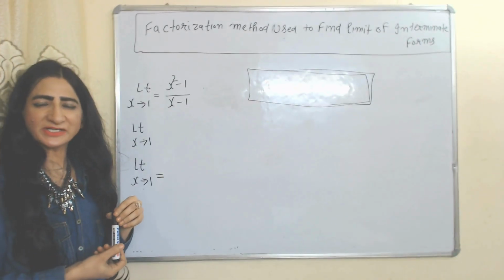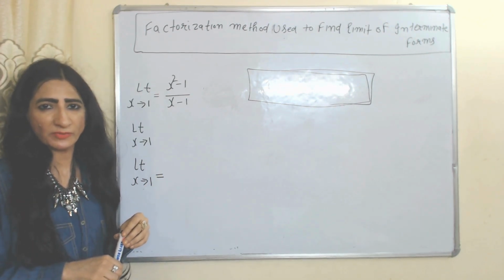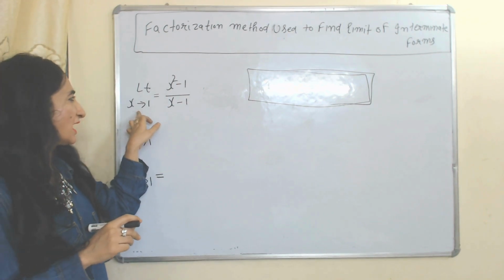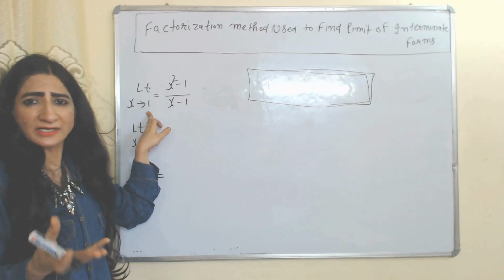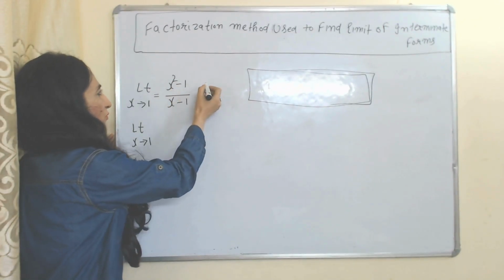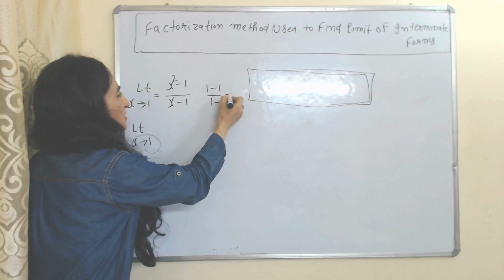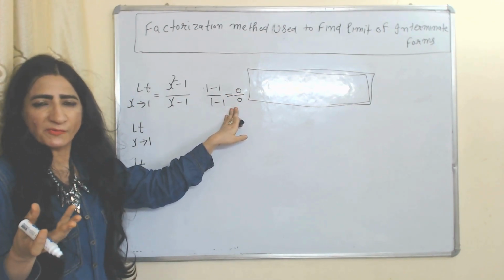Now we will see the factorization method to find a limit in indeterminate form. This is our question. x approaches 1. First of all, we will try the direct substitution method, meaning we directly put 1 in place of x. So here you can see our function becomes undefined.